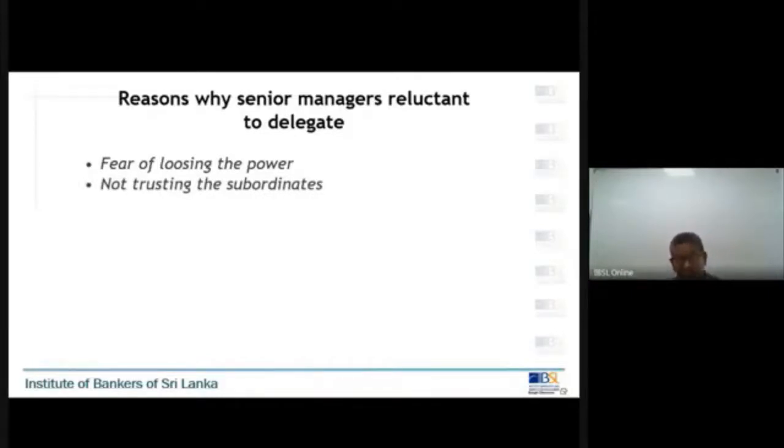So in order to delegate, you need to trust the subordinates. Now think about Sri Lanka.